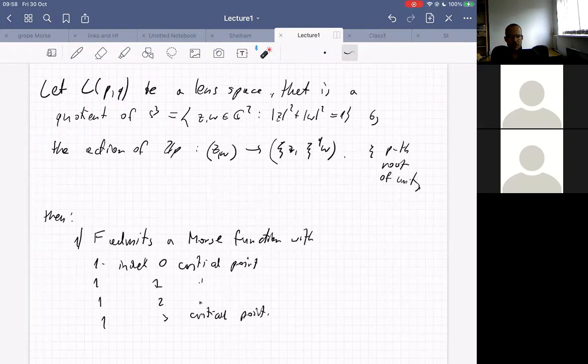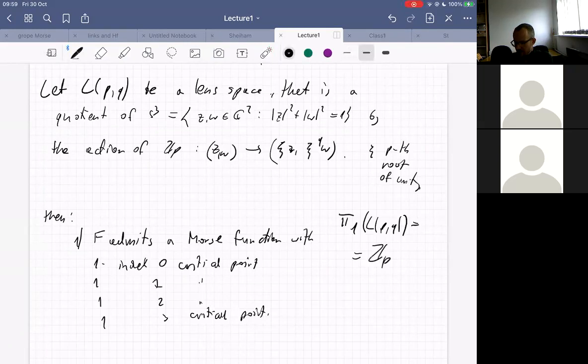If you want, you can just try to find a function on S3 that is invariant under this action and then see what the critical points are. There are other ways of looking at it. But see, what is pi 1 of L(p,q) with this definition? Can anybody say on the spot? It should be Zp, I think. Yes, it is Zp. Why? Because it's a quotient by an action, so S3 is a cover of L(p,q). S3 is simply connected, so it's a universal cover. And Zp acts by deck transformations, so Zp is the fundamental group of L(p,q).